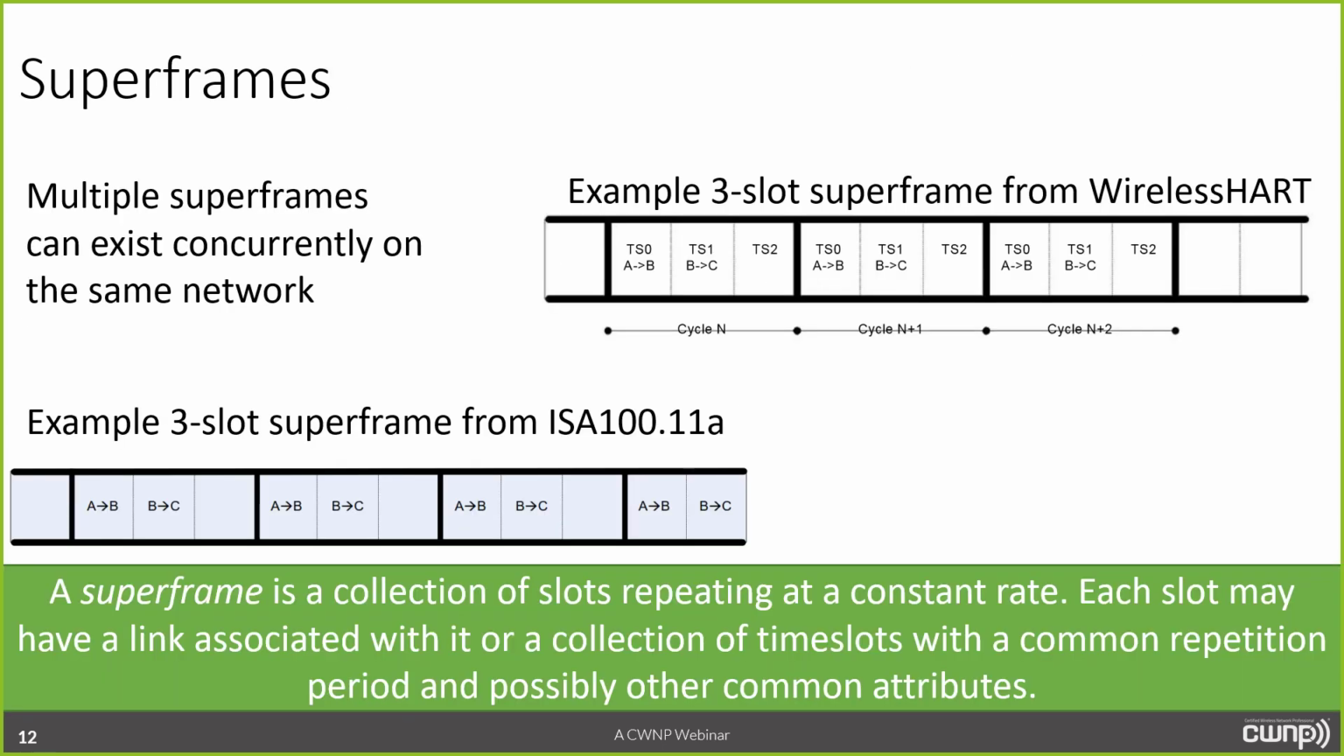Now, the next thing that is shared between the two before we move on to just talking about ISA100.11a is superframes. All right, when I talk about superframes, I always like to start by saying one very important thing. Superframes are not frames. Superframes are not frames, at least not in the traditional sense of a MAC layer frame, right? A data link frame.